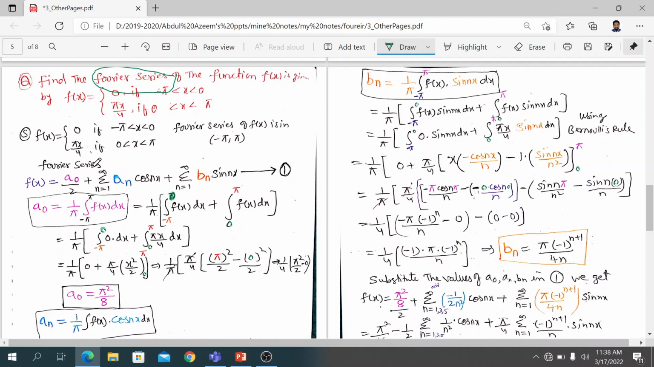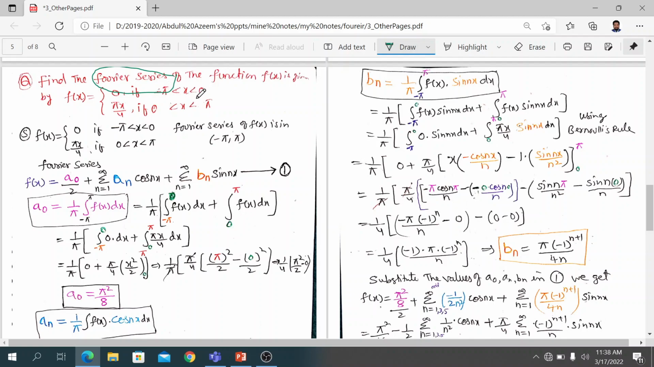So the Fourier series formula is this one: f of x equals a naught by 2 plus sigma n equals 1 to infinity a n cos nx plus sigma n equals 1 to infinity b n sin nx. Mark it as the first equation. Now for a naught we have the formula 1 by pi integration minus pi to pi f of x dx. Since it is discontinuous, I am writing minus pi to pi as minus pi to 0 f of x dx plus 0 to pi f of x dx.